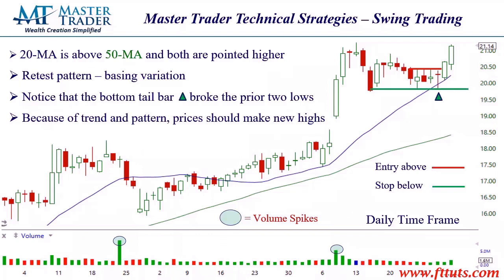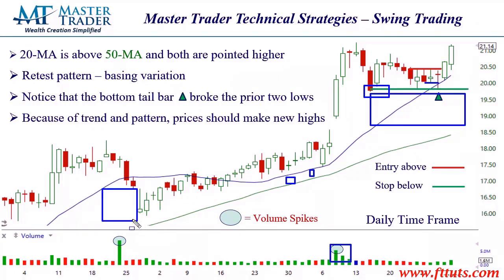And here is the same chart, the daily time frame, and I've got a 20 above the 50. Both are pointing higher, and I've got this very nice retest pattern that is forming down here. Right? Note the bottoming tail bar that took out the lows, and it moved back up again on the retest. You had that nice volume spike as it pushed up, and look how tight the moving averages are here, which tells us that this is really just getting started.